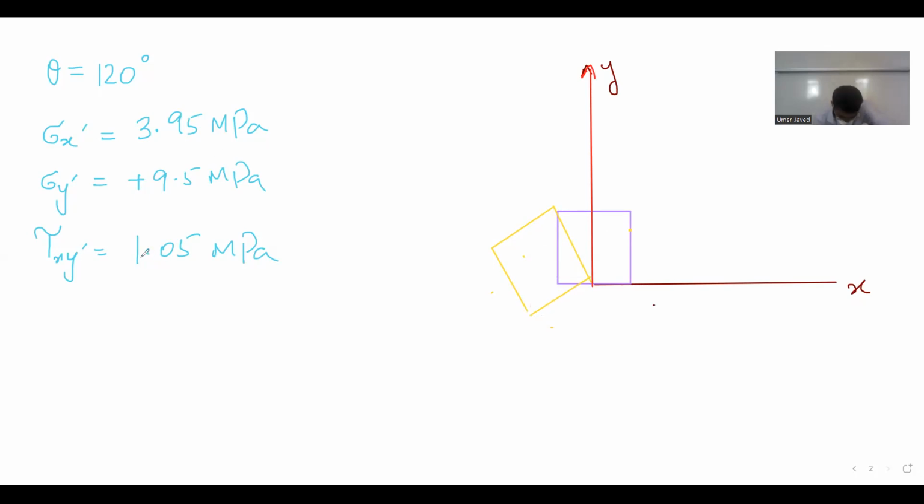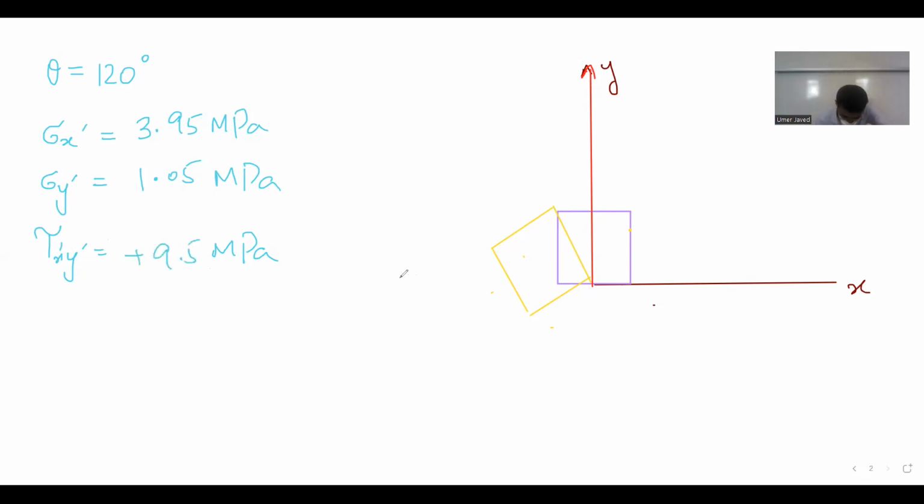Tau x prime y prime came out to be, I'm sorry, these values are wrong. I apologize, everyone. Stress y prime is 1.05 megapascal. Please spare me. Bear with me. This one, tau x prime y prime in my notes, is positive 9.5 megapascal. Sorry for the mistake.